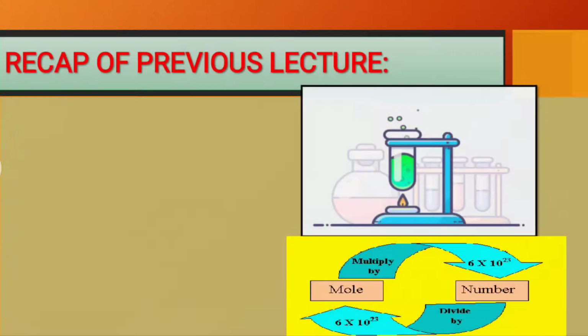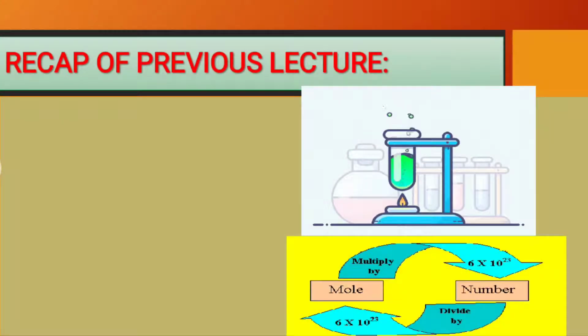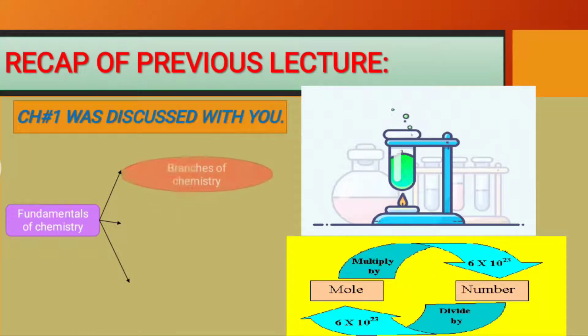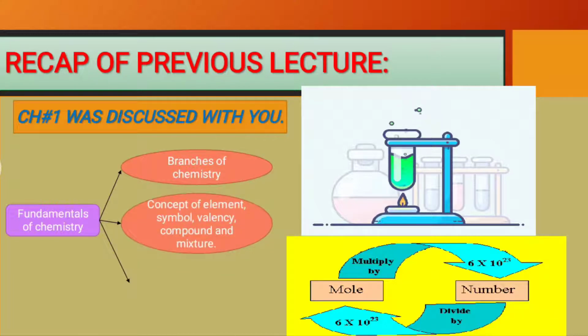First of all, recap of our previous lecture. Students, in our previous lectures, chapter number 1 was discussed with you, which was fundamentals of chemistry. In this chapter, we discussed different branches of chemistry, concept of element, symbol, valency, compound and mixture. We also discussed concept of mole and Avogadro's number.